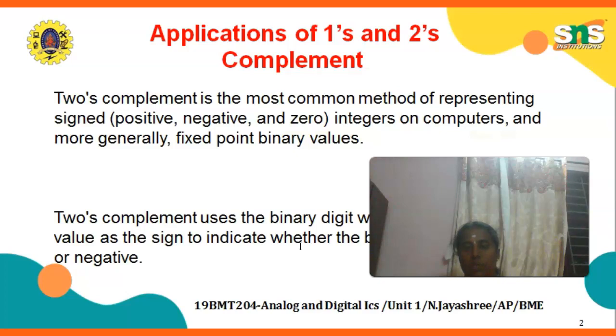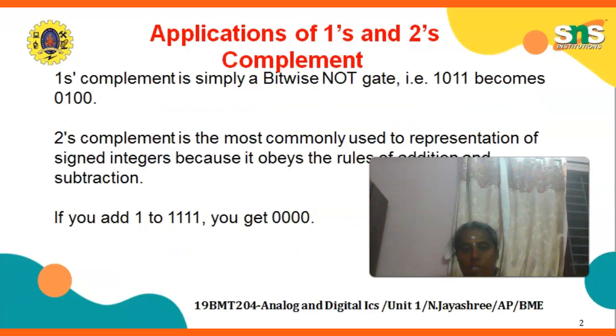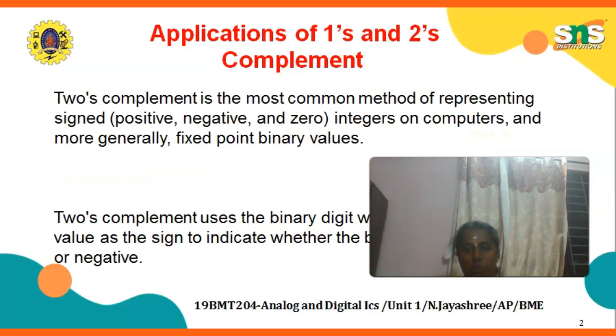So these are the applications of the 1's complement and 2's complement of a given binary number. The 1's complement is used as a bitwise NOT gate, and the 2's complement is most commonly used to represent signed integers because it obeys the rules of addition and subtraction. The 2's complement is the most common method of representing signed integers on computers, and it uses the binary digit with the greatest value as a sign to indicate whether the binary number is positive or negative.